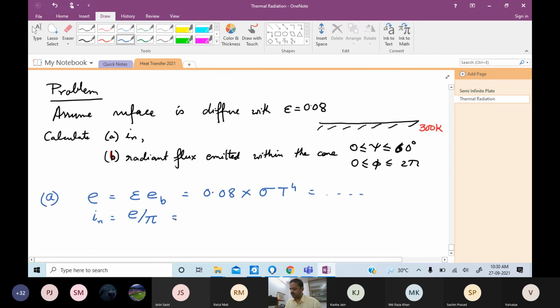Okay, what would be the unit of I_N? Watt. Remember dE d omega. Watt per meter squared steradian. So whatever you get, that's your answer. Please keep that in mind.